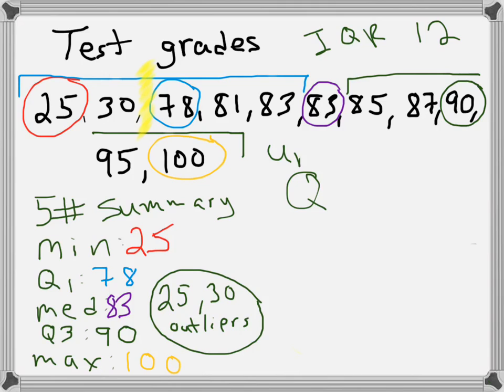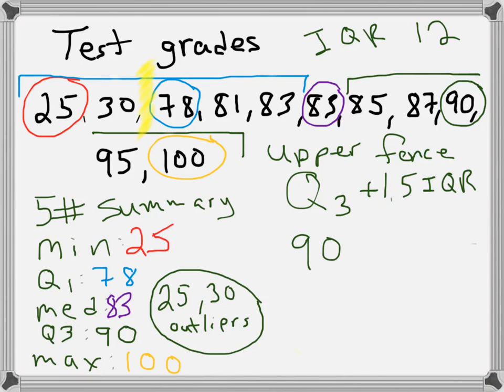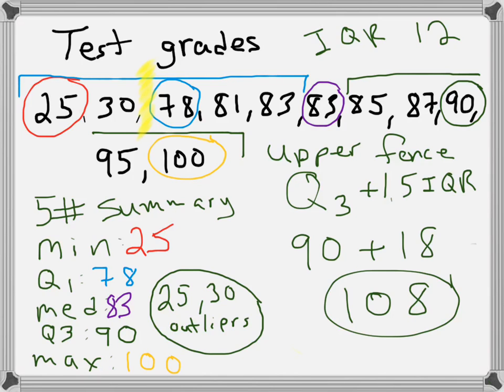The upper fence is Q3, the third quartile, plus 1.5 IQR. So that is going to be 90 plus 18, which is, believe it or not, 108. So the upper fence is right there. Notice there are no outliers on the top side of the data, on the large side of the data. So our outliers are 25 and 30.